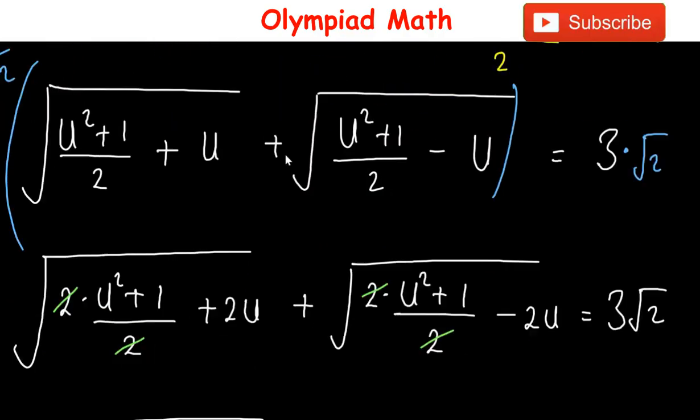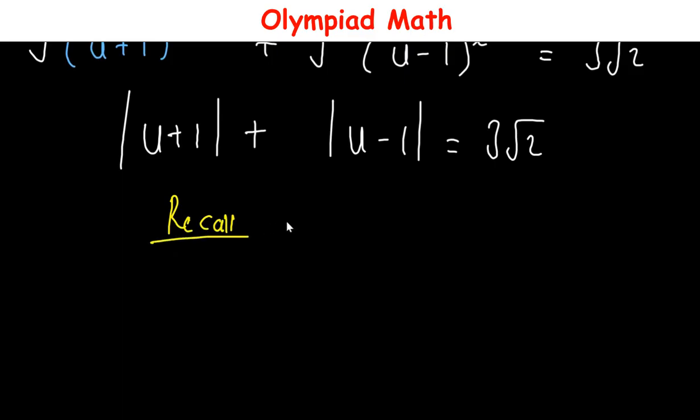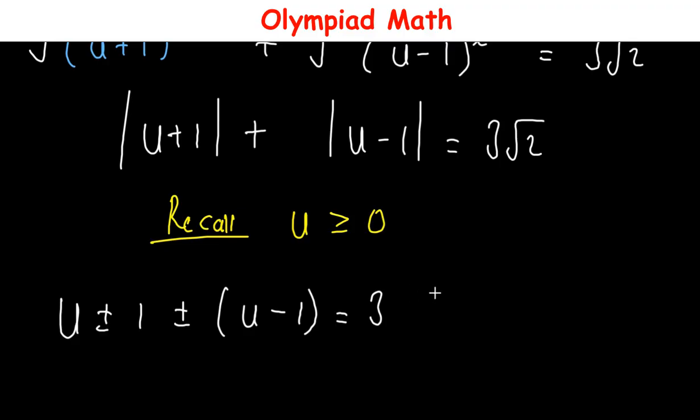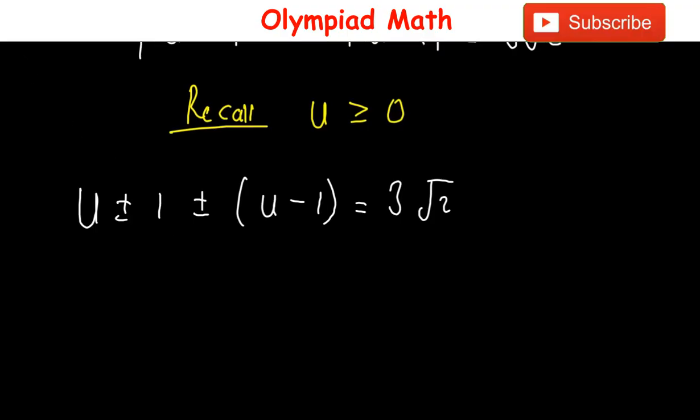So recall right here that the value of u is greater than or equal to 0. So therefore, we can rewrite this equation as u plus 1 plus or minus in brackets u minus 1 is equal to 3 times the square root of 2. So from this, we then have two cases.